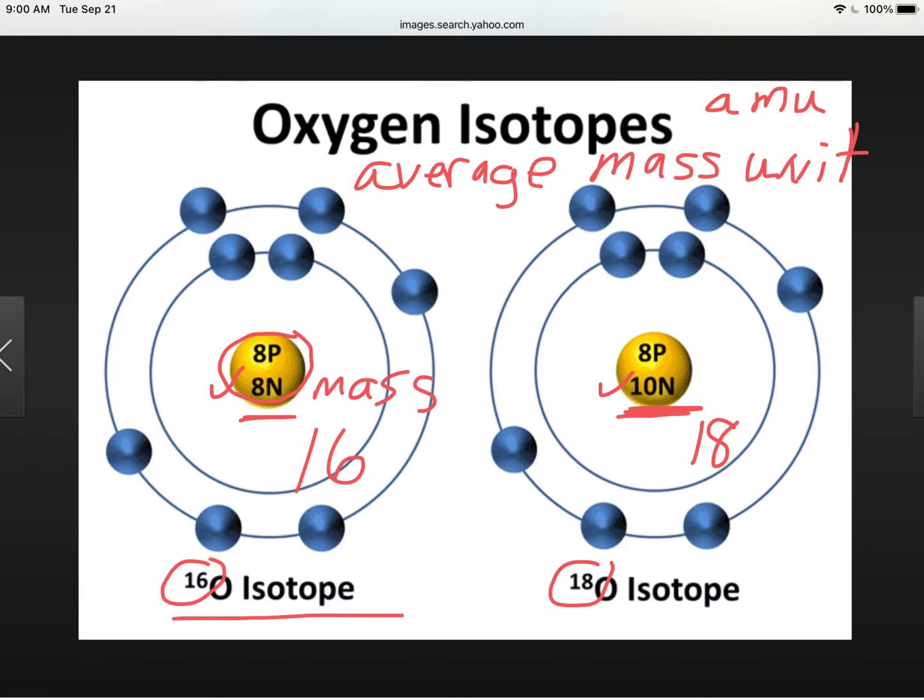Now, sometimes you're not going to have to calculate it. Sometimes they might give you a picture and ask you which two are the isotopes.